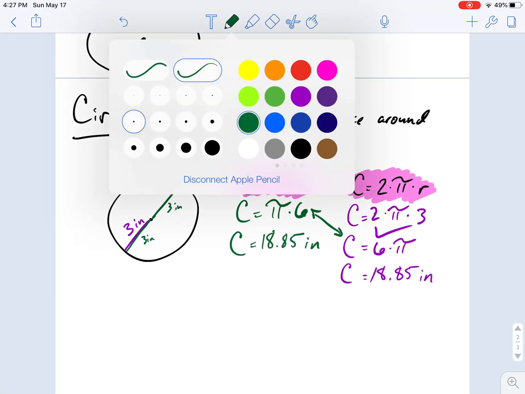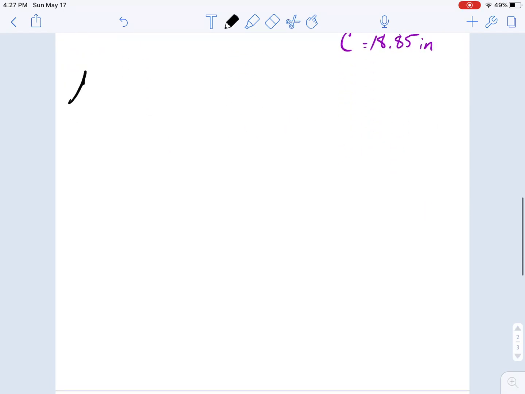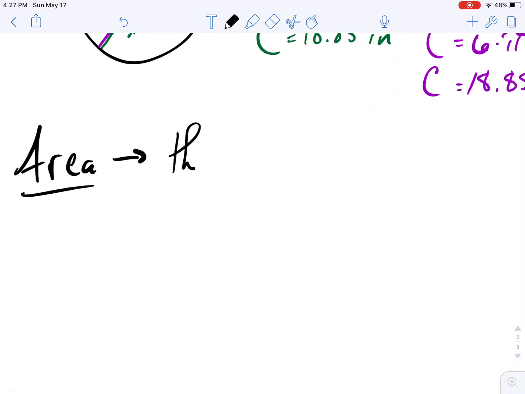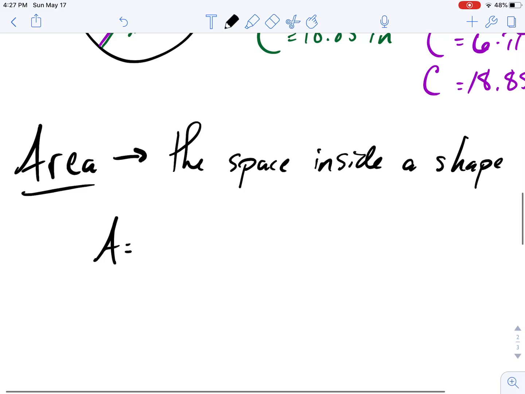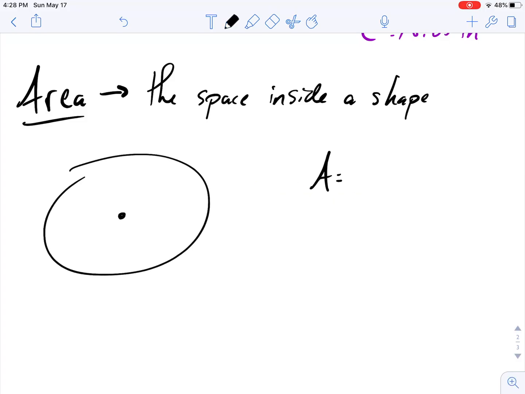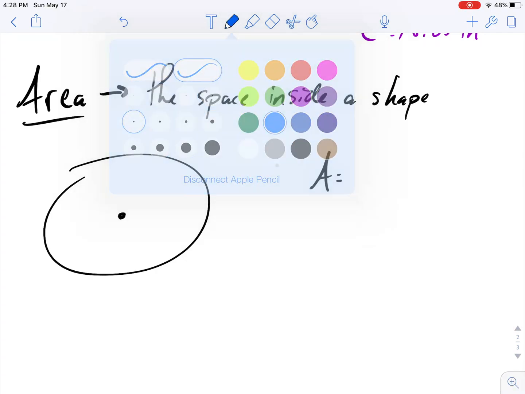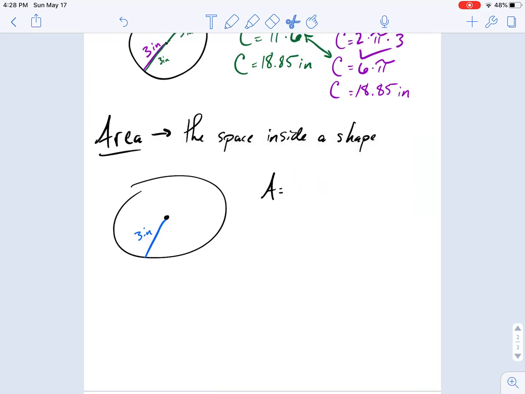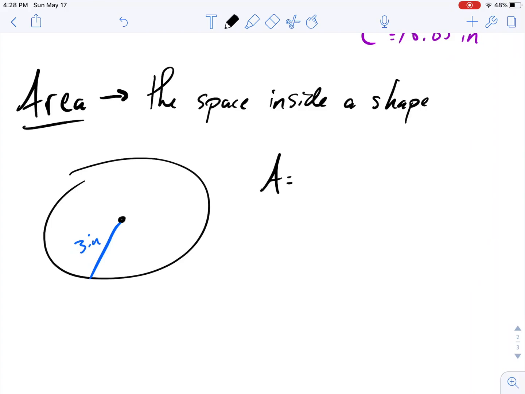Now, the last formula that you need to know is area. And you guys have learned about area for other shapes. Area is the space inside a shape, right? To find the area of a circle, I'm going to make the same circle. So we'll say the radius is 3 inches. To find the area, our formula is pi times the radius squared.